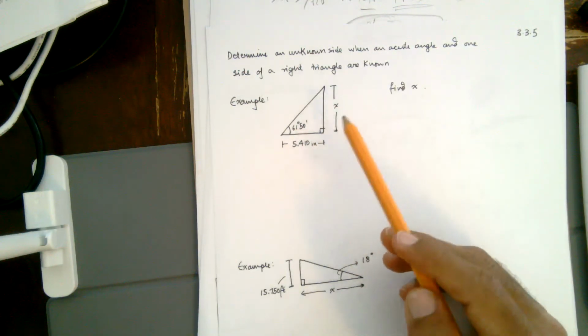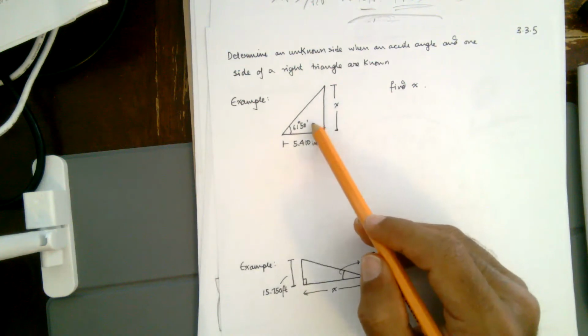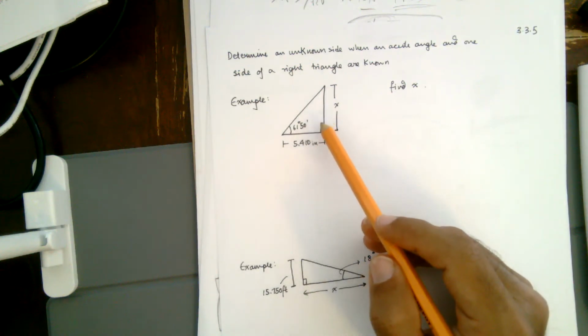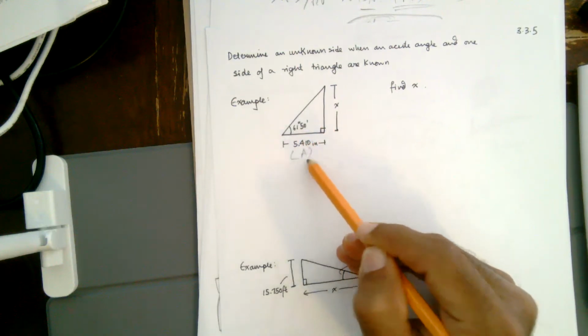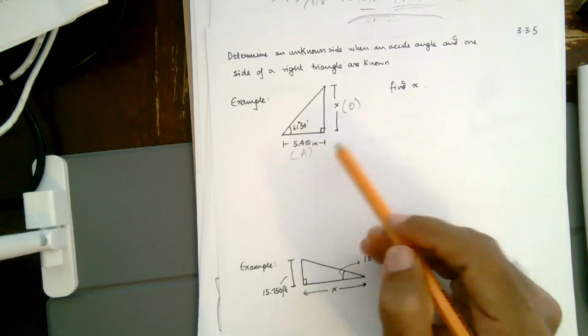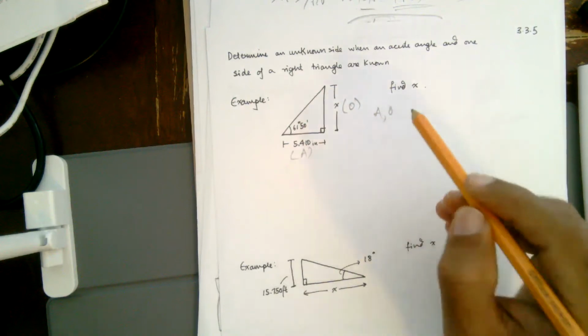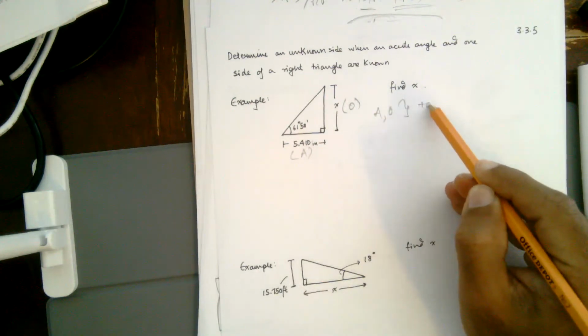The process remains the same, namely, you label the sides that you are working with. That's the angle, then this is adjacent and this is opposite. Now adjacent and opposite give you an idea that you're working with tangent.